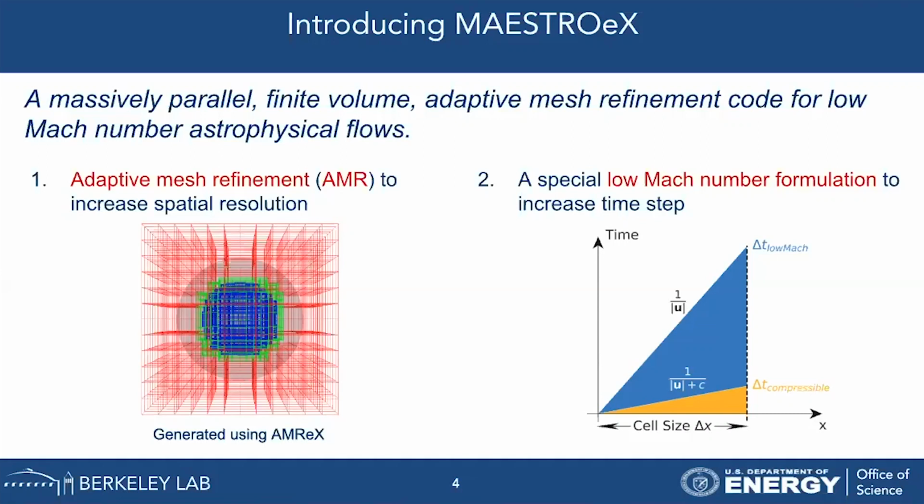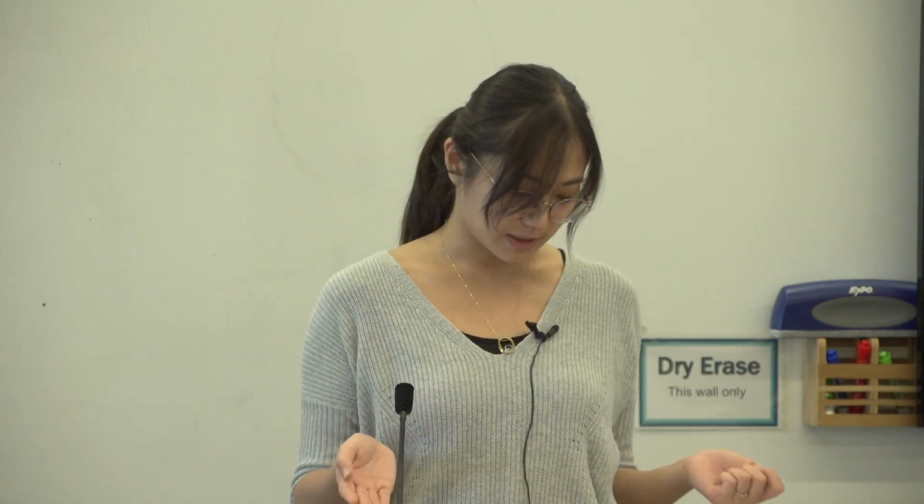And the second reason is that MaestroX uses a special low Mach number formulation to remove any dependence on acoustic waves in the governing equations. And this would effectively increase the time step. So now I'm going to go into a bit more depth on this low Mach number formulation, and then we'll discuss how MaestroX solves these equations and what we did to improve its capabilities when dealing with more complex chemistry.